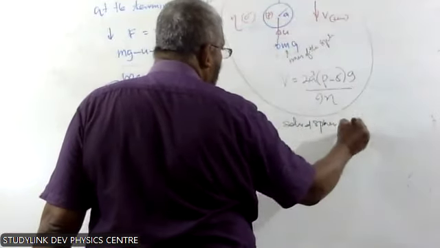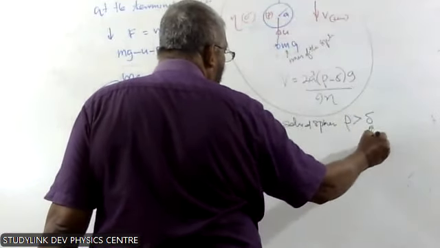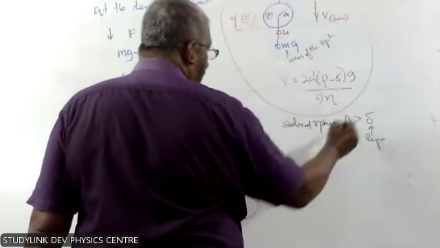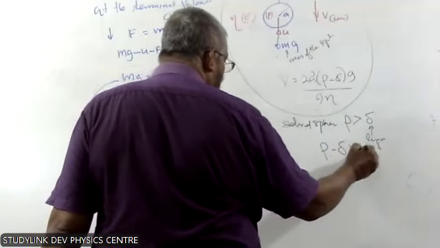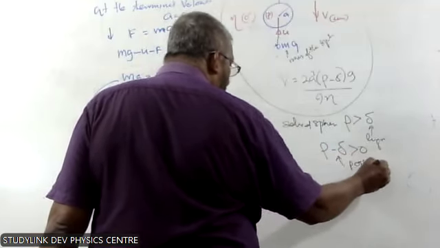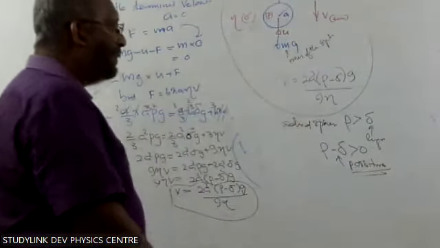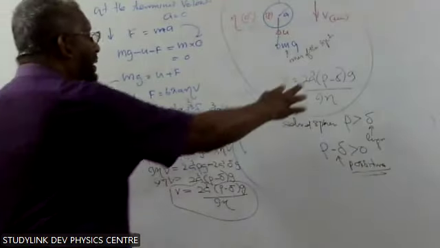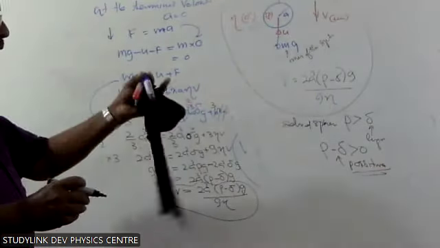Rho, the density, is greater than the liquid density sigma. So therefore, rho minus sigma is greater than 0. That means this is positive. Always you should get a positive value when you substitute for this. Otherwise, you have done something wrong for the densities. Note down that also.